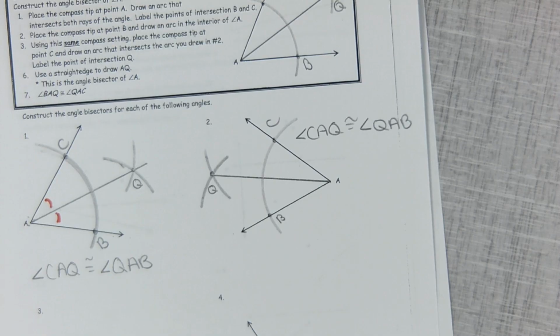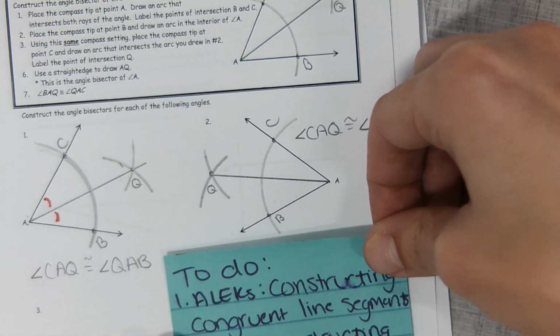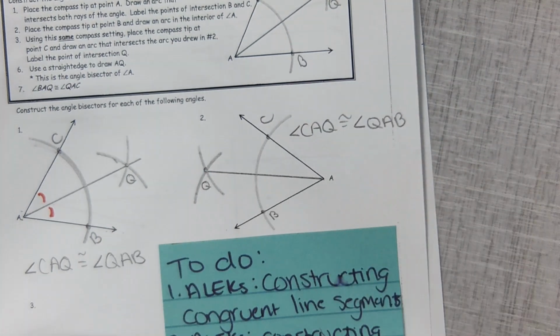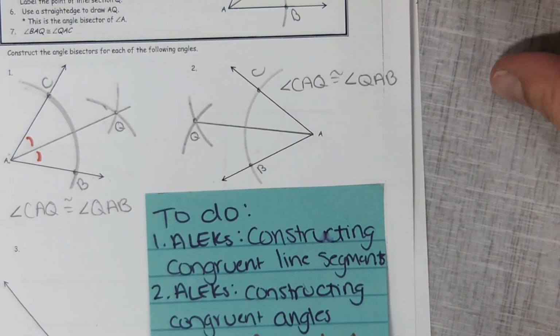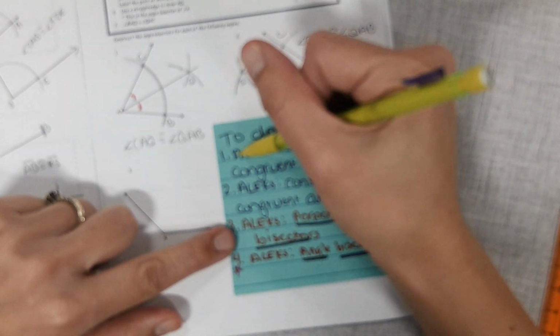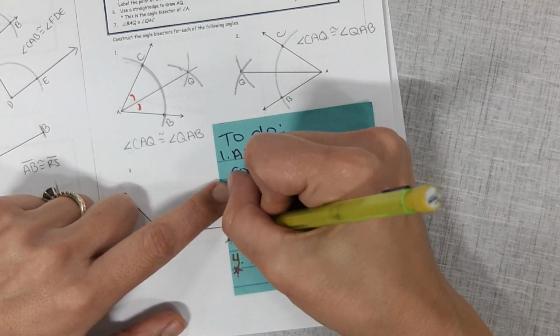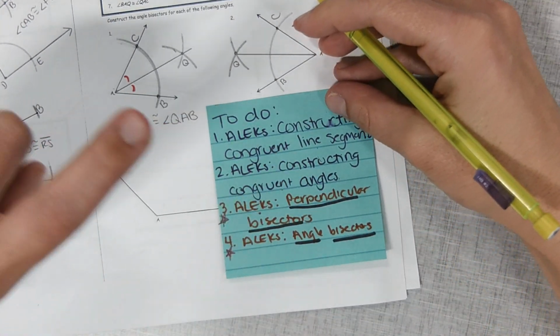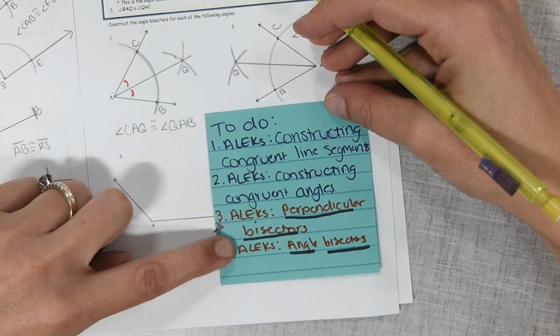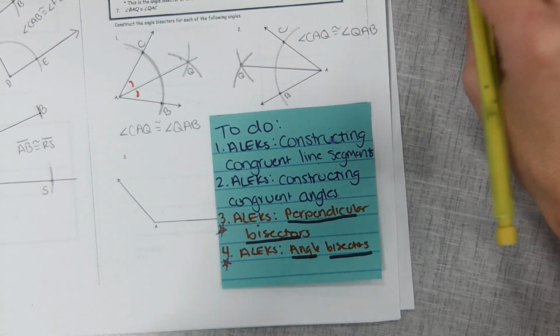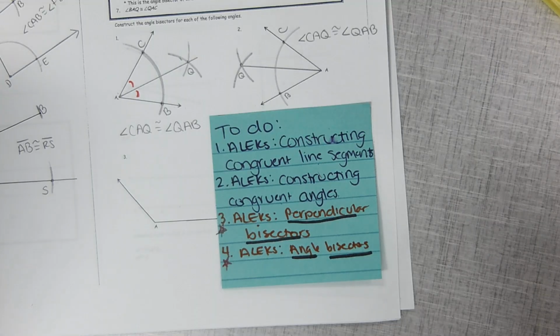Okay, so we're going to stop there, and then you're going to have the rest of the class to do the constructions on Alex. So yesterday, here I'll zoom out, yesterday you focused on these two, Alex, the constructing congruent line segments and congruent angles. Today I want you to start with perpendicular bisectors and then go to angle bisectors, and I'll also show it up on the board too. So if you need it, I'll be here to help. Okay, so grab a laptop. As you get up, you can put the compass and ruler in the bins too.